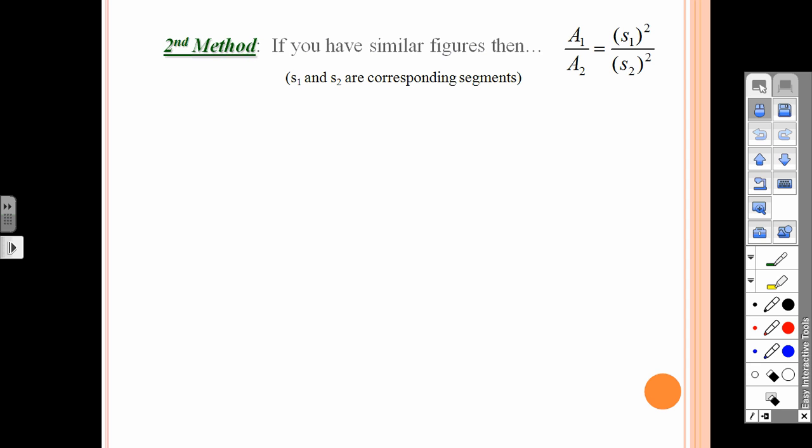Instead of actually calculating the area of each shape and then writing it as a ratio, the shortcut would be to take the pair of corresponding segments that you have, S1 and S2, write that as a ratio, but square them. And you think about area, the units are squared, right? So it's a square unit that you're thinking of. Well, the sides themselves would need to be squared to write the ratio of the areas. And it doesn't just have to be sides. It could be any corresponding segments that you have.